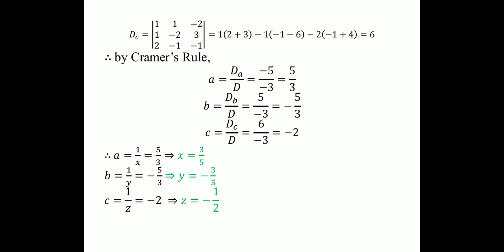We know a is equal to 1 upon x, which is equal to 5 upon 3. That implies x is equal to 3 upon 5. Okay, we just take the reciprocal of a. b is equal to 1 upon y is equal to minus 5 upon 3. That implies y is equal to minus 3 by 5. c is equal to 1 upon z is equal to minus 2. That implies z is equal to minus 1 by 2.